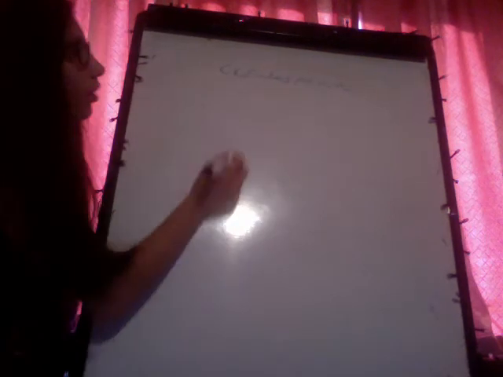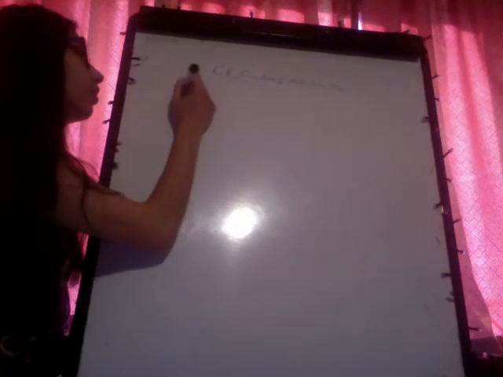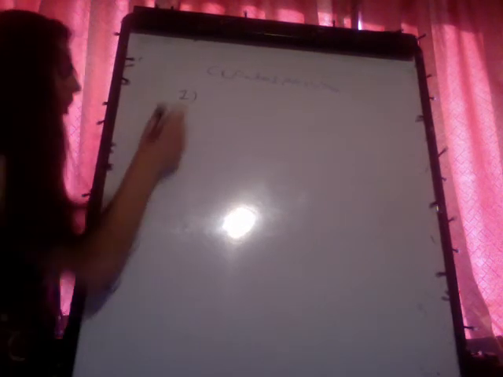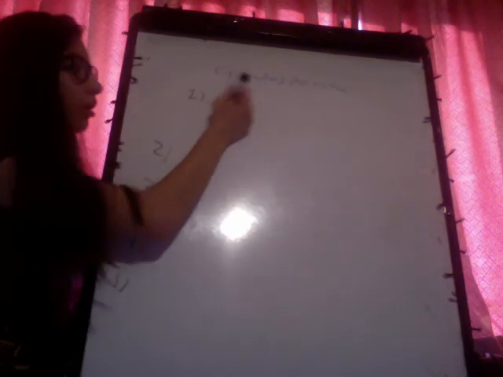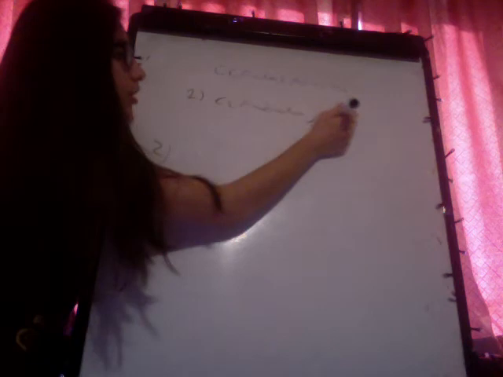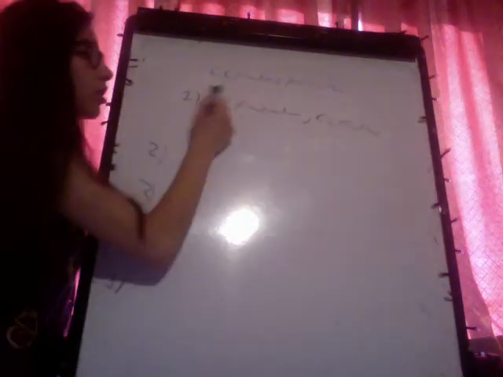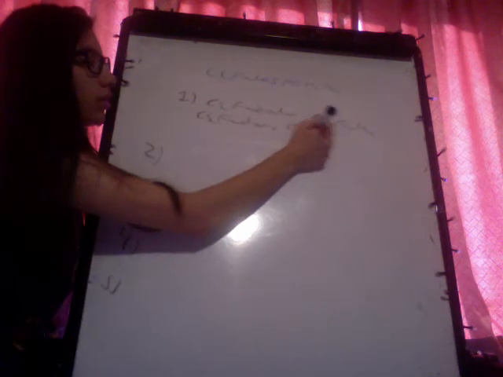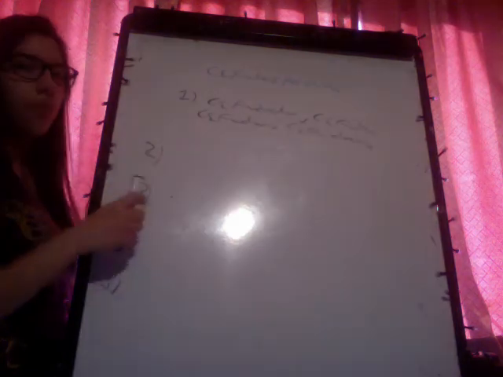Now we're going to see the cephalosporins. We have first, second, third, and fourth and fifth generation. The first generation are cefazolin, cefalexin, cefadroxil. These, the most common are cefazolin and cefalexin.